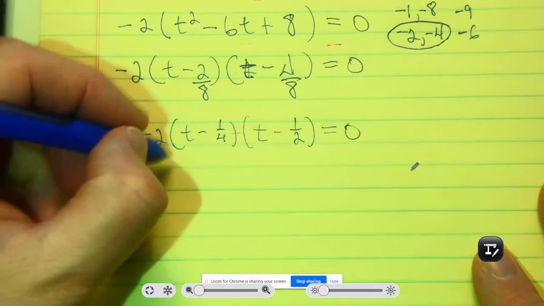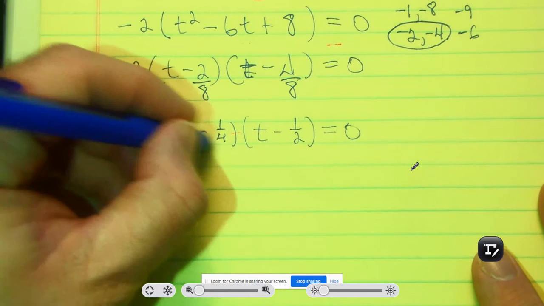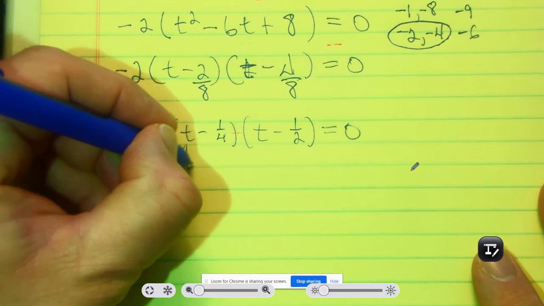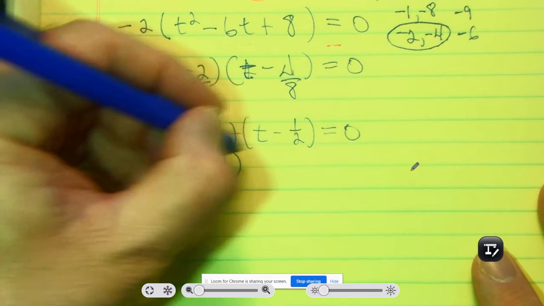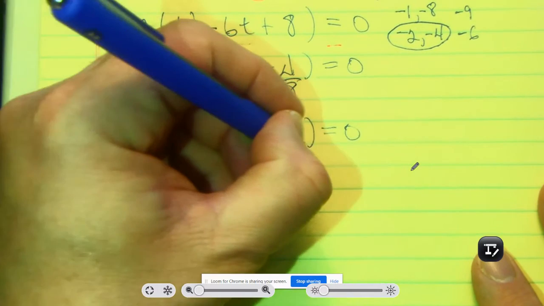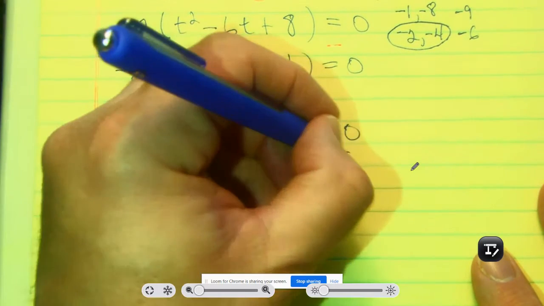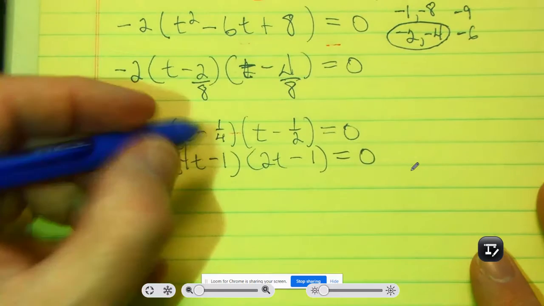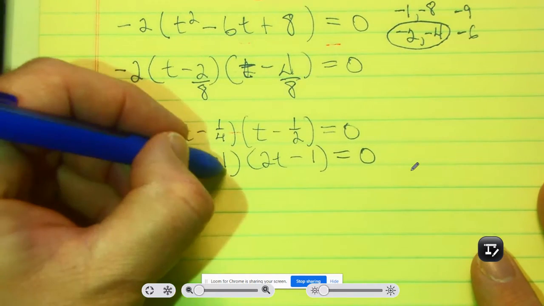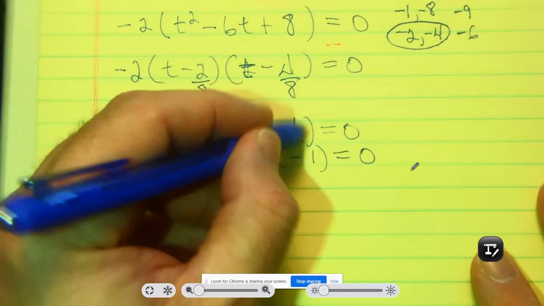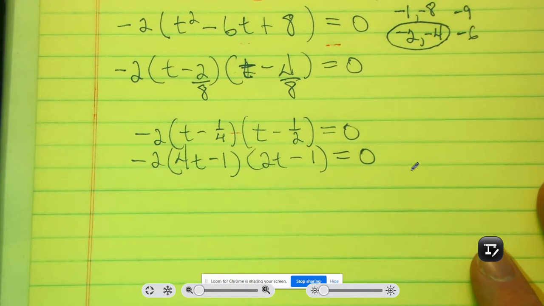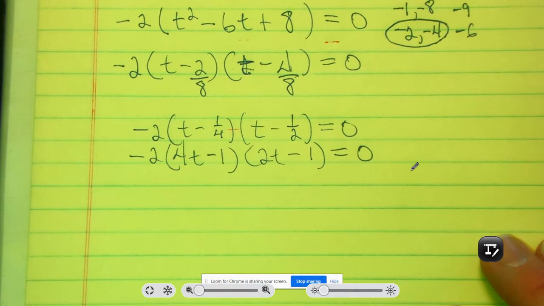We need to get rid of the fraction, so we get -2 times, multiplying through by 4, 4t minus 1 and 2t minus 1 equals 0. All I did was multiply by 4 here. I got 4t and canceled out the denominator. 2 here, 2t. Cancel the denominator out there as well. Kind of an easy maneuver.